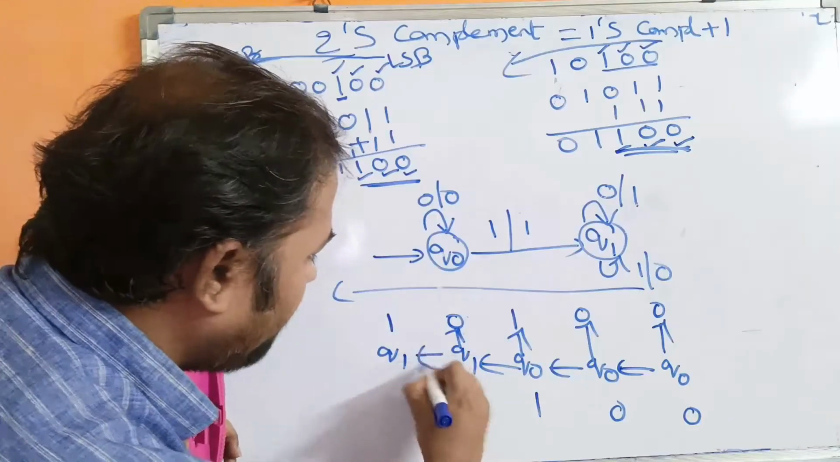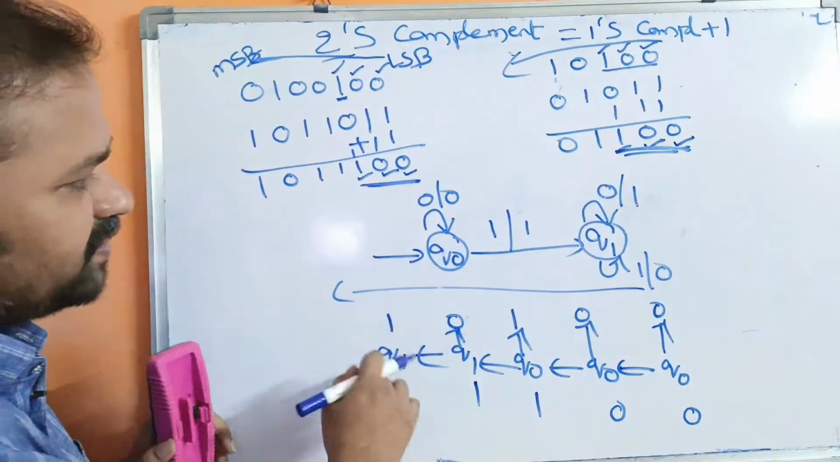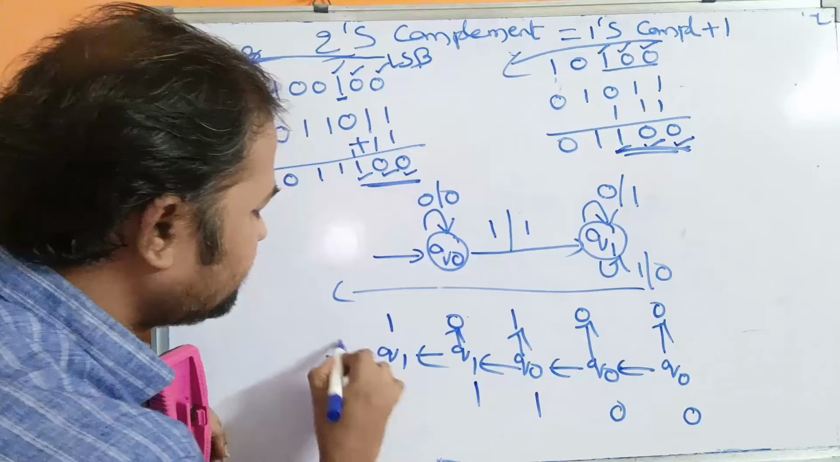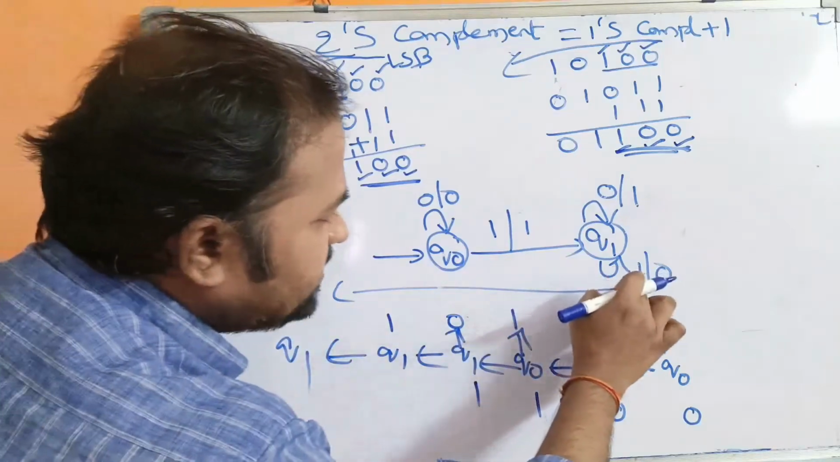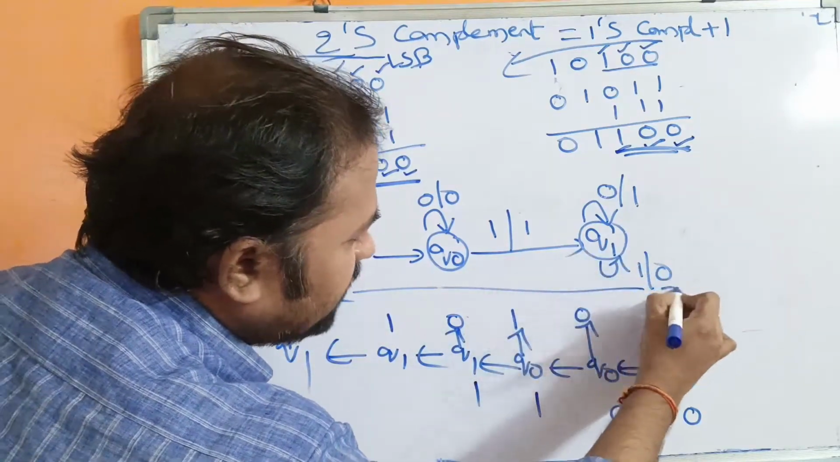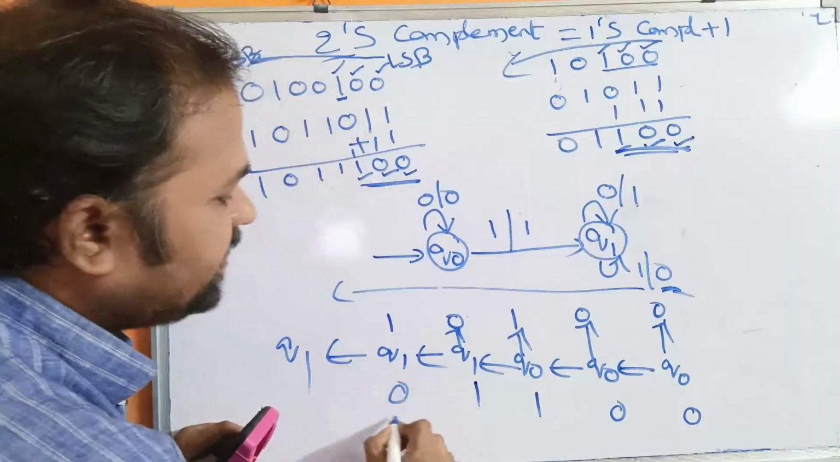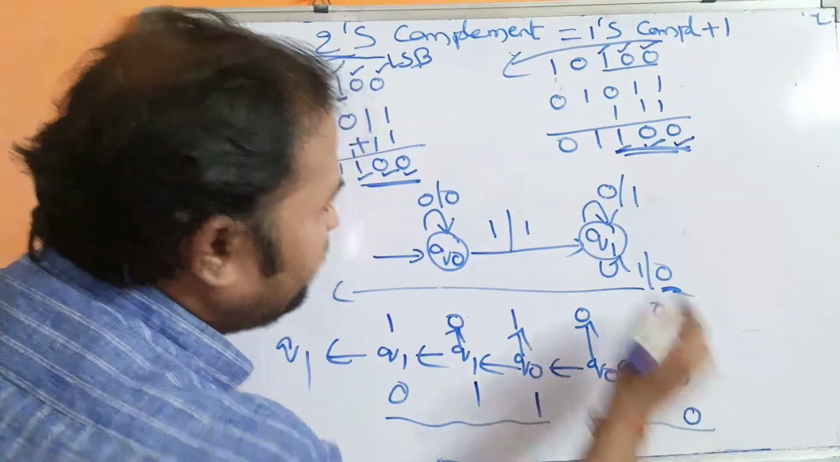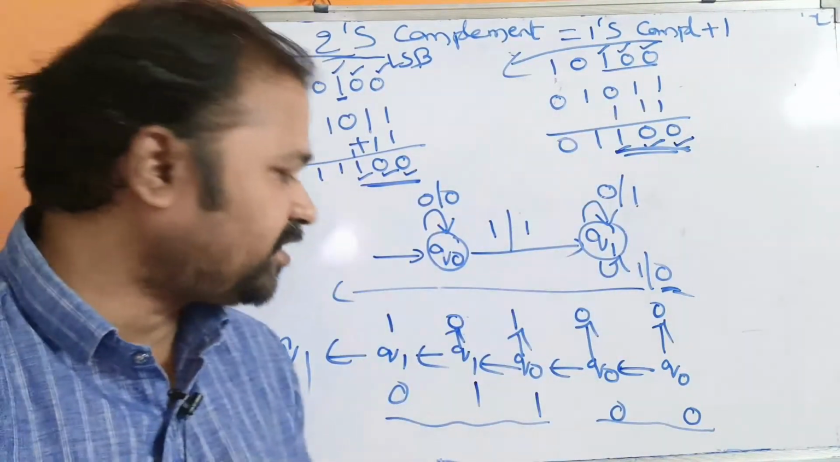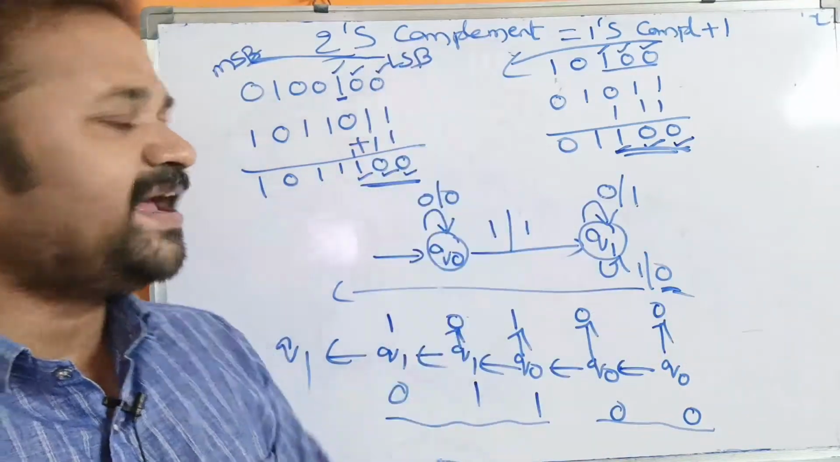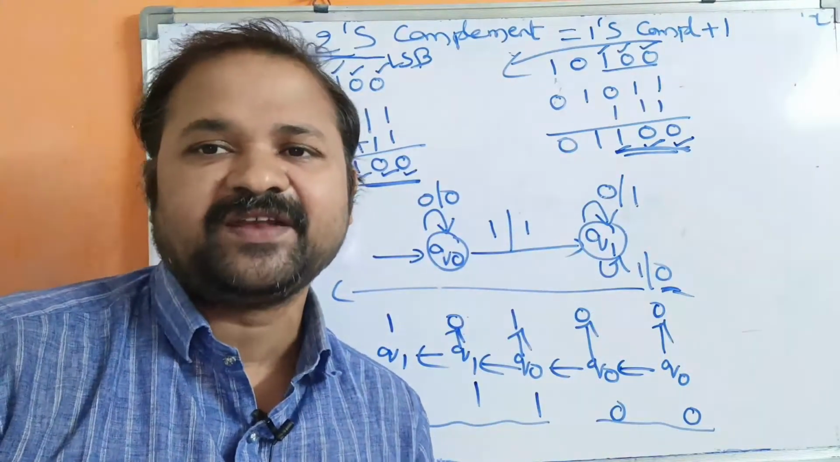Next we have to apply Q1 on 1. Q1 on 1 means Q1. But what is the output? Q1 on 1 means the output is 0. So here what is the output? 0, 1, 1, 0, 0, 0. So that is the output. Okay. So in this way we can find 2's complement of a given binary number.